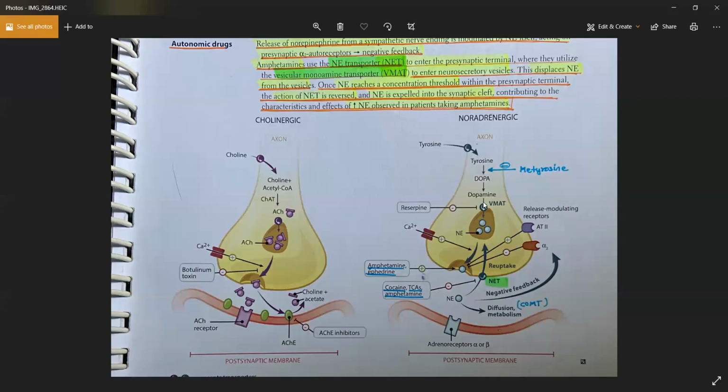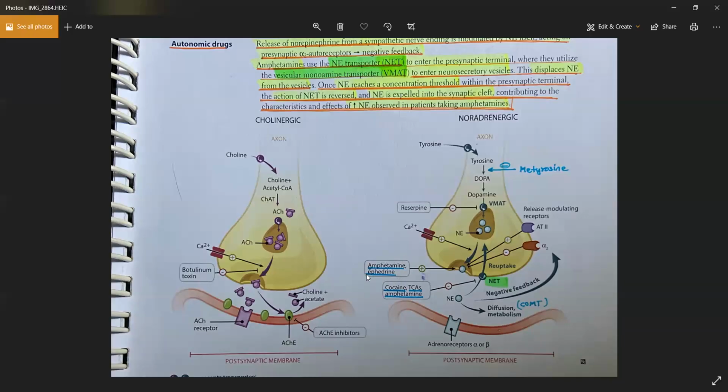What do they do? They will replace norepinephrine in the vesicles, and as a result, the concentration of norepinephrine inside the neurons would be increased inside the free space here, right? And as a result, the release of the norepinephrine from the axons would be increased, okay, and the reuptake of the norepinephrine through these receptors would be decreased, and as a result, ultimately the concentration of norepinephrine inside the cleft would be increased. This is the working of the amphetamines, okay.